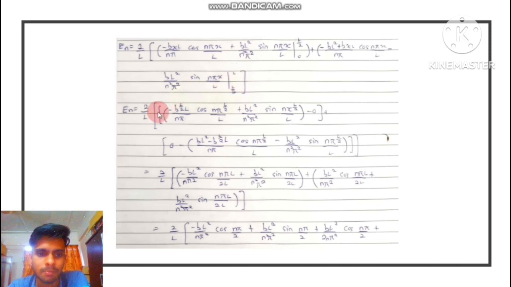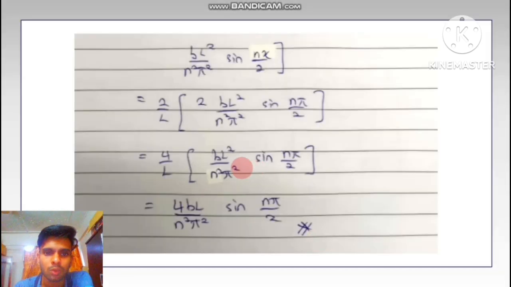until L. So from the equation, by expanding the equation, we will get 2 over L bracket negative bl square over n pi square cos n pi over 2 plus bl square over n pi square sin n pi over 2 plus bl square over n pi square cos n pi over 2 plus bl square over n pi square sin n pi over 2, and finally we will get 4bl over n square pi square sin n pi over 2.